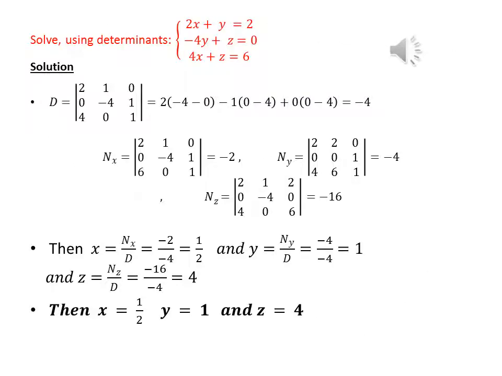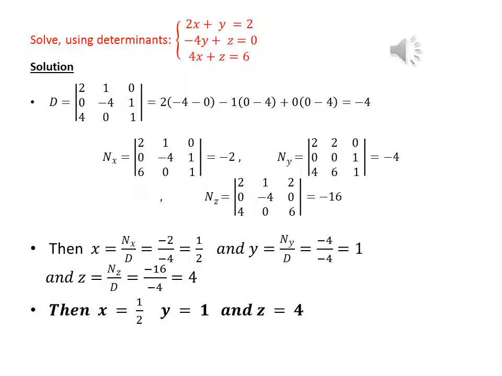Another example, a system of three equations in x, y, z. We have to solve this by determinants. The example here: 2x plus y equal 2, second equation negative 4y plus z equal 0, third equation 4x plus z equal 6. Solve it. First, arrangement. Number 1, x: the coefficient of x is 2. The coefficient of y equal 1. What about z? The coefficient of z equals 0 for the first equation.